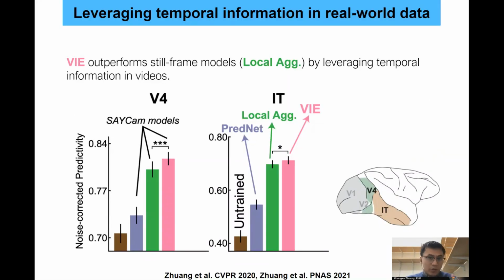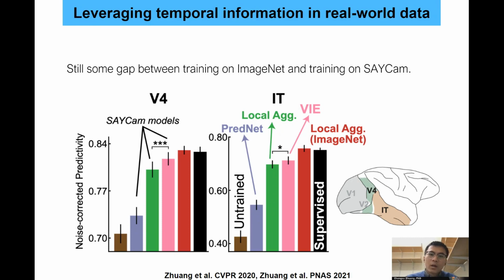So VIE also outperforms the previous still frames model, local aggregation, by leveraging the temporal information in videos. As you can see, there is a significant gap between the green and the VIE bar. However, there is still some gap between training on ImageNet and training on ICoN. So we still have some work that we need to do.